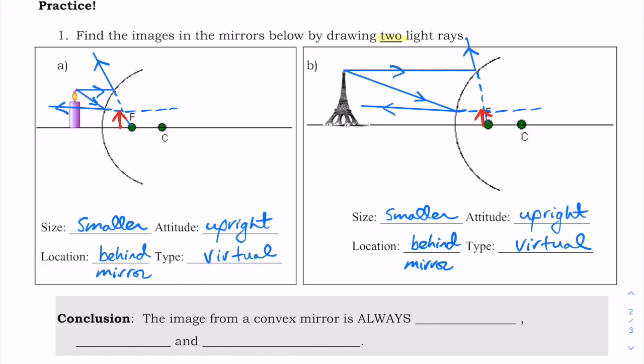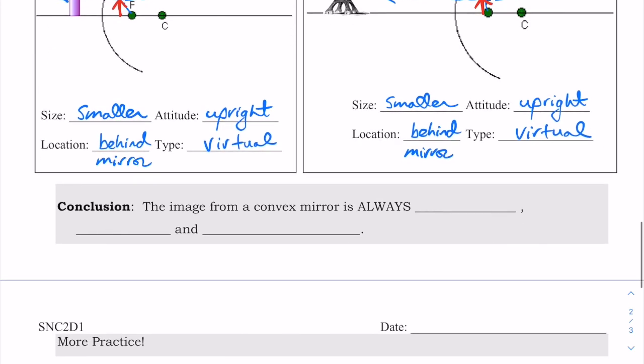So, in conclusion, from what we've seen so far, the image from a convex mirror is always smaller, upright, and virtual. And the reason why it's virtual is because it's behind the mirror, so we can add that in as well.